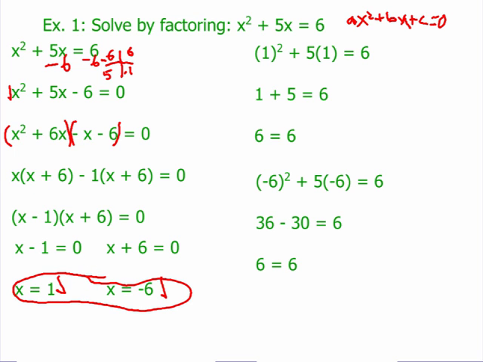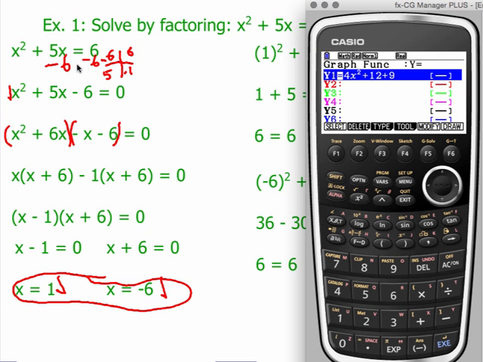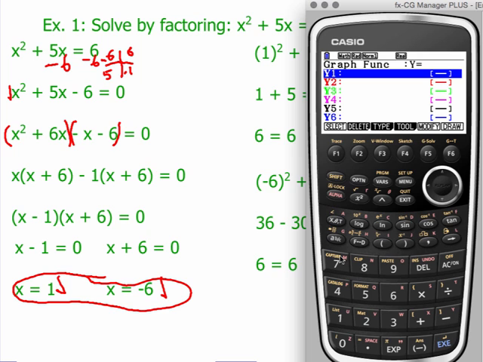Now another thing I can do to check this is to graph these. So I'm going to bring up my graphing calculator here. And I'm going to graph this quadratic equation right here. Delete this. I'm going to graph my quadratic x squared plus 5x minus 6.